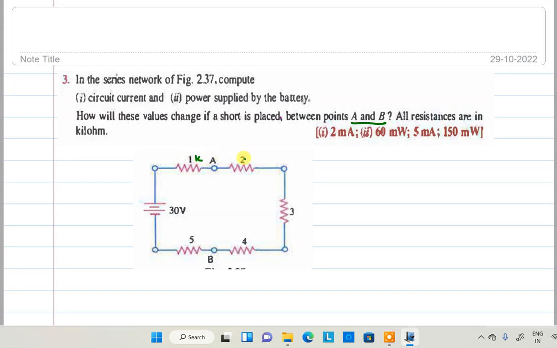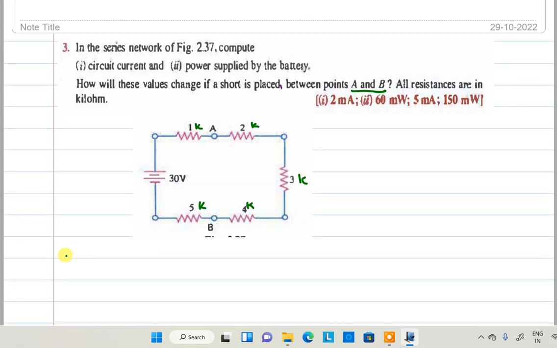It is a 1k, a 1k, a 1k, sorry, this is a 5k, 3k, all this. First we find the circuit current I in the normal condition. Here two conditions are given. Short between A and B, we will discuss after completing the normal condition.